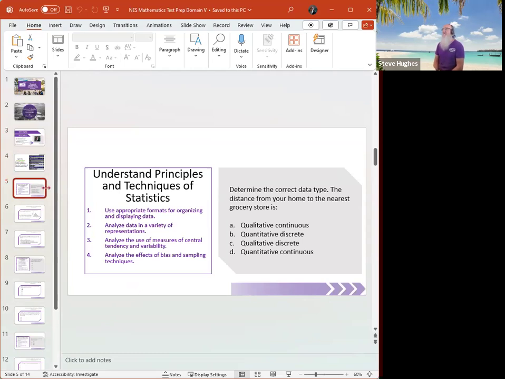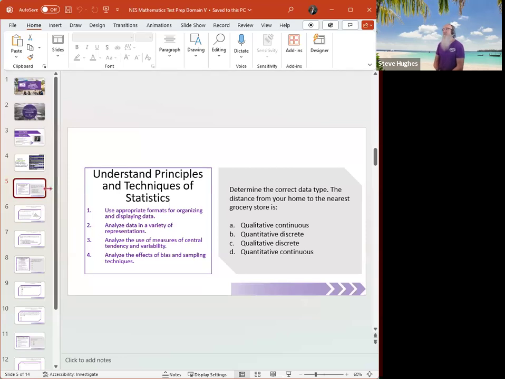The question says, determine the correct data type. The distance from your home to the nearest grocery store is. Is it qualitative? Is it continuous? Is it discrete? Is it quantitative? So we want to ask ourselves two questions. The first one is, is it a number or a label? If it's a number, it's quantitative. If it's a label, it is qualitative. In this case, it is a number, right? The distance is a number, so it's quantitative.